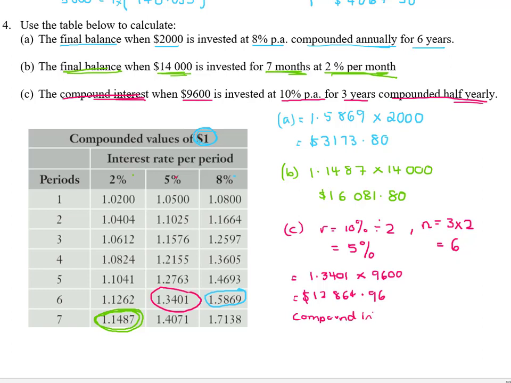So compound interest. So what I have here is this number, the $12,864.96, is what my investment is worth. So I'm going to take that $12,864.96 and I'm going to take away the $9,600 that I actually invested, because the rest of the money is my interest. And the interest I get is $3,264.96. And that's my final answer. And that's all we need to know for compound interest.